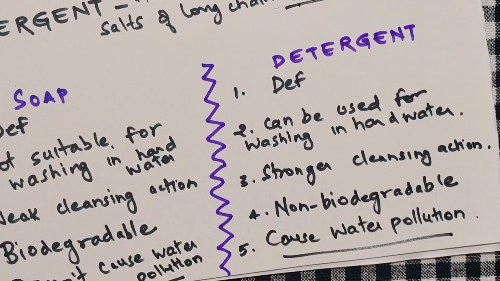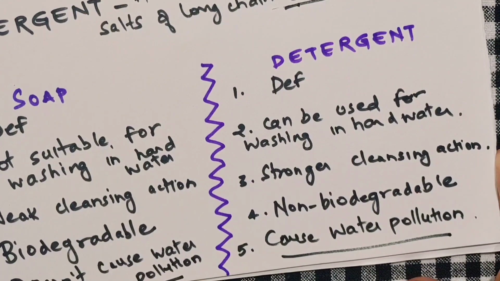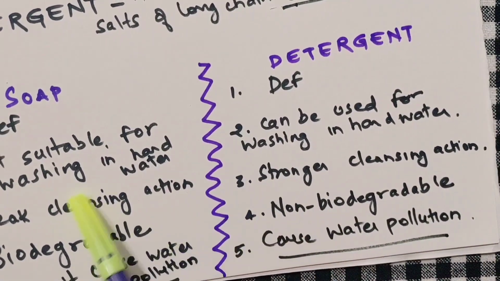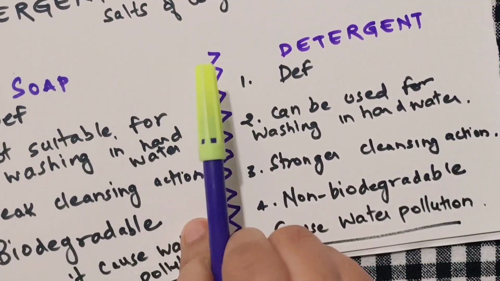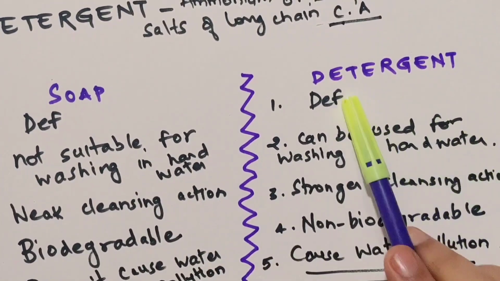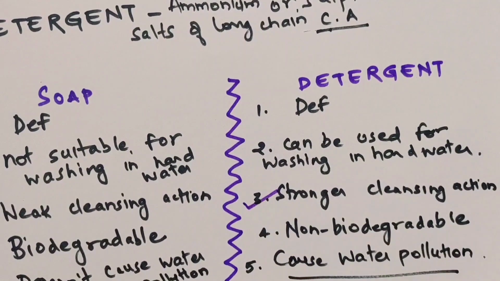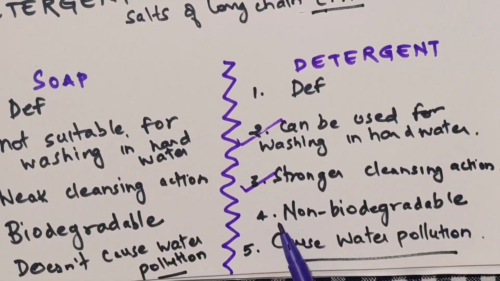Now, if you were to write advantages and disadvantages of soap and detergents, there also you can use these points. For example, advantage of detergent over soap is that it has a stronger cleansing action and it can be used for washing in hard water. Disadvantage, it's non-biodegradable and it causes water pollution.